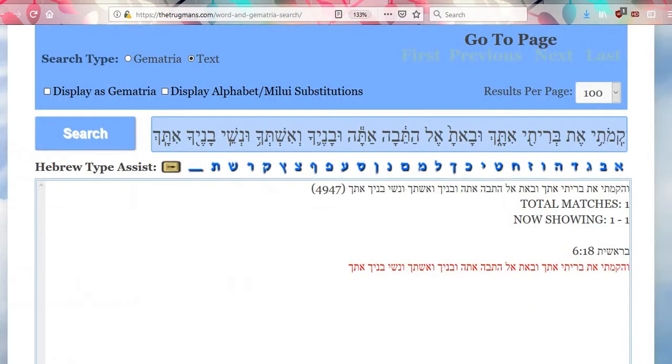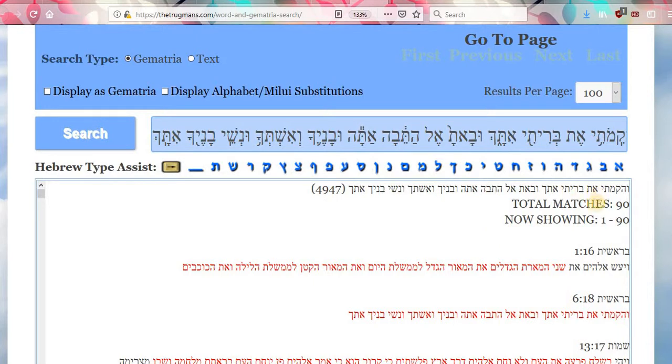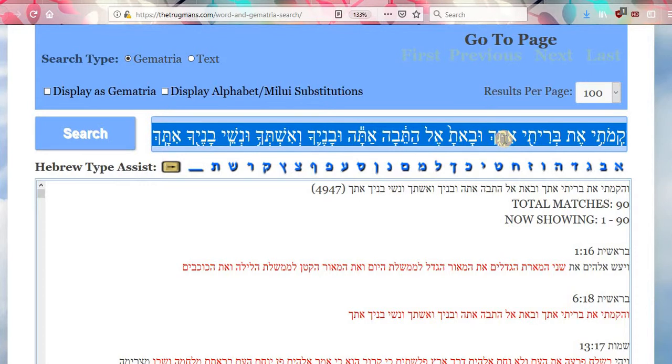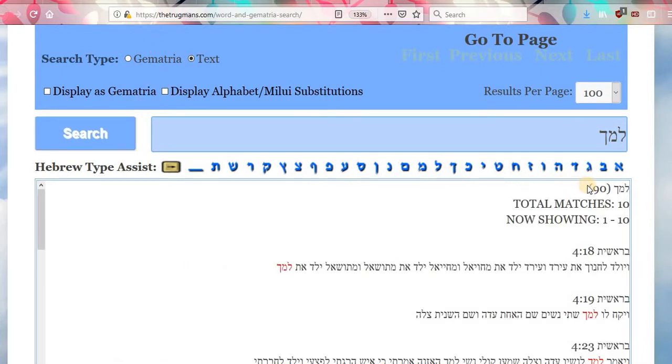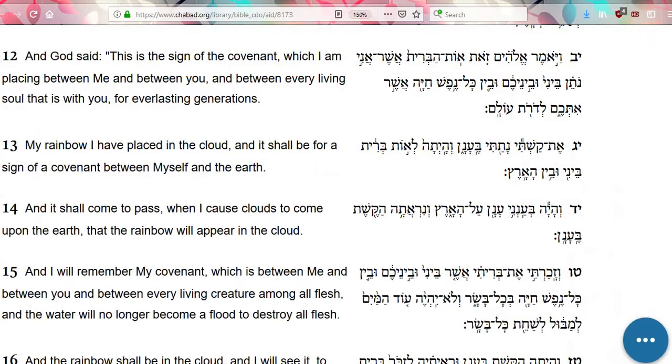I took the Hebrew for this verse, punched it in, 4,947. Let's see how many times that exists in the text. 90 times. Interestingly, 90 is the value of Lamech. So I'll punch it in here really quick. And there you see, 90.